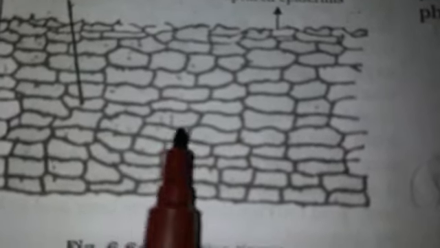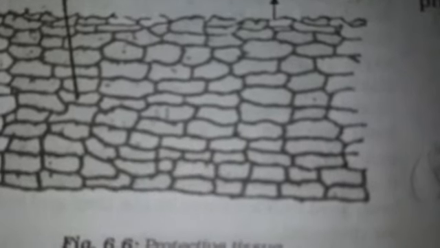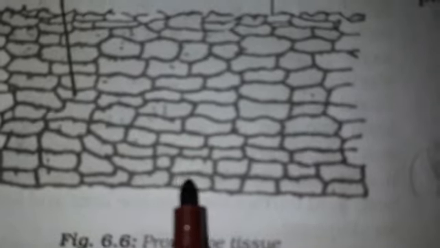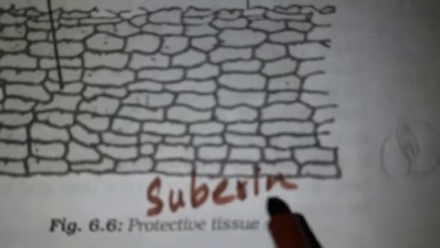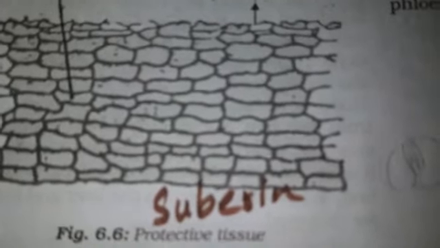Most of the time the cells are dead cells and they are compactly arranged. There are no intercellular spaces between them, and there is also a deposition of a chemical substance called suberin, S-U-B-E-R-I-N. It is covered with suberin, which is impervious to gases and water. Impervious means it doesn't allow the exchange of gases and water with the atmosphere.